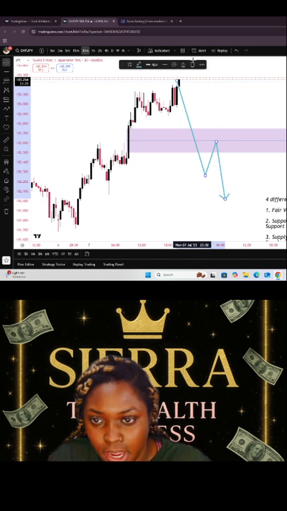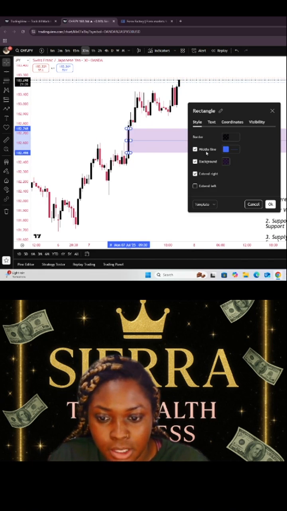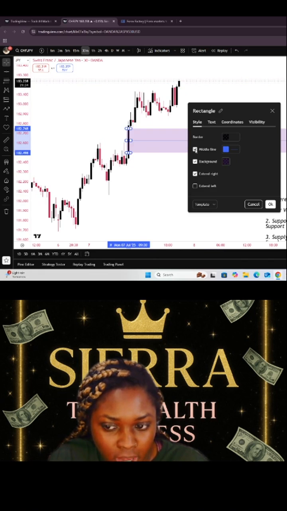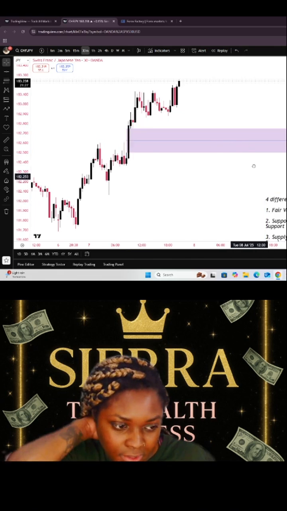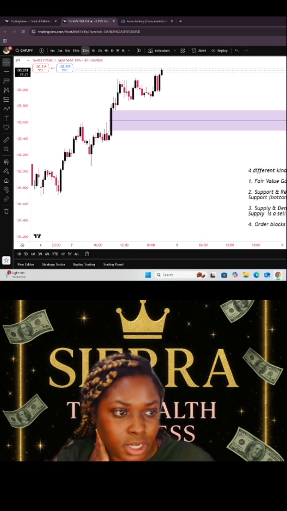And I got my blue line. This is a rectangle. If we double click the box, I just have the middle line checked, okay? Sometimes I use background, sometimes I don't, because the main thing that I'm worried about with my fair value gap is the 50%. I need to see a 50% touch.